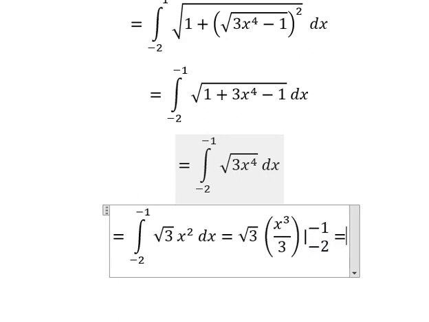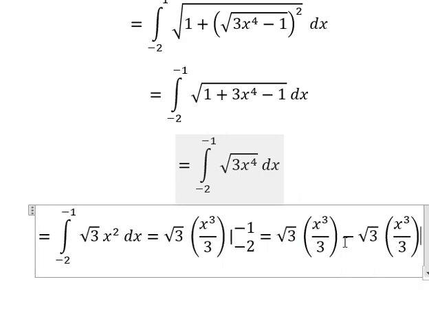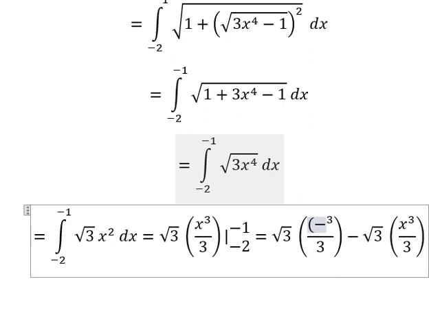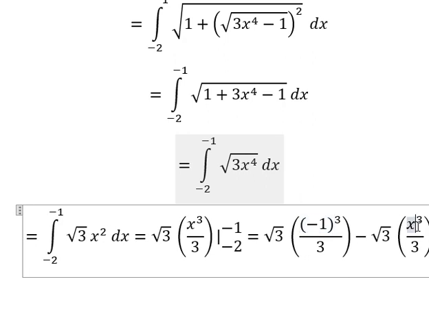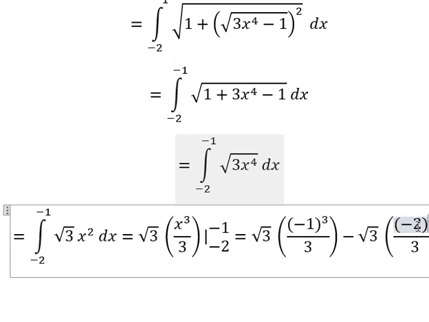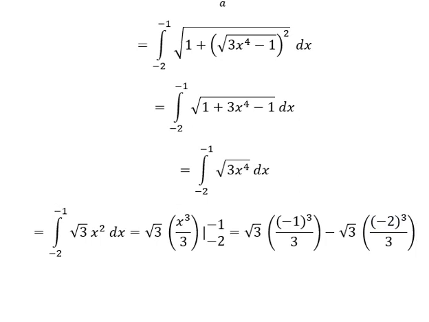And now we have the final answer. So I will put negative number 1 gone here, and negative number 2 gone here. So we calculate this one, and we have 7 with the square root of number 3 over 3.